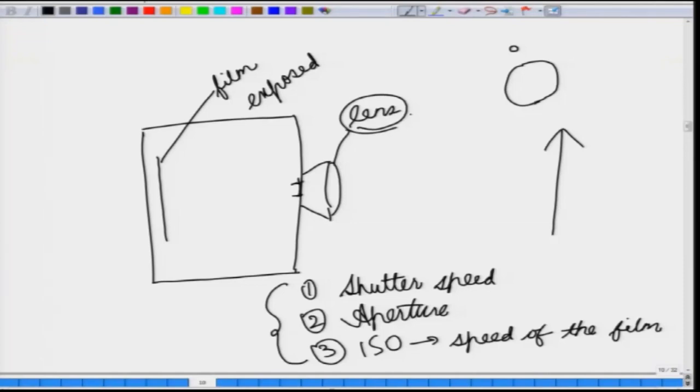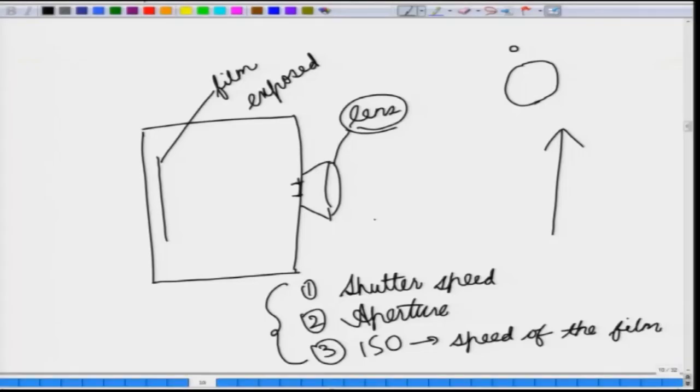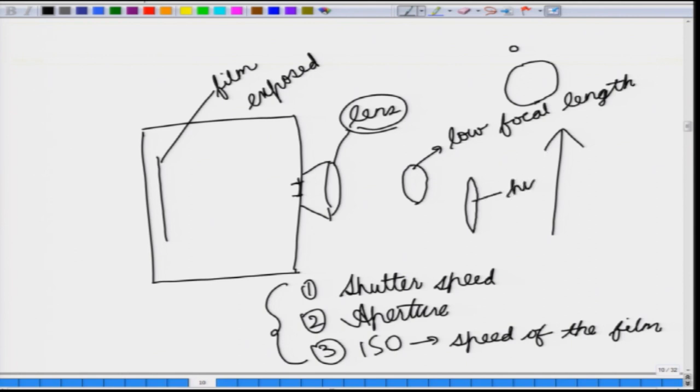Now, in the case of the lens, the aim of having this lens is to focus the light that is coming from the object onto the film. You can have a lens, and in most cases these are convex lenses. You can have a lens that is stouter, with a low focal length, or you can have a lens that is thinner, in which case we say that this lens has a high focal length.